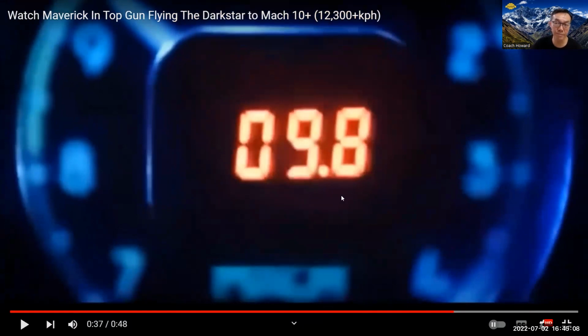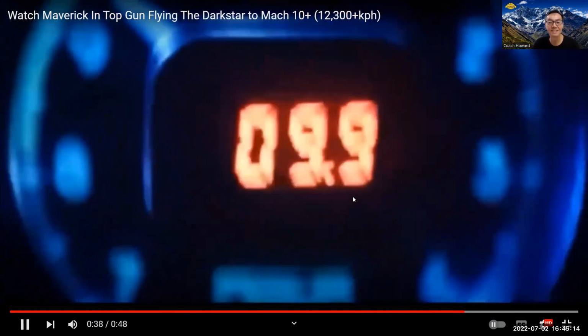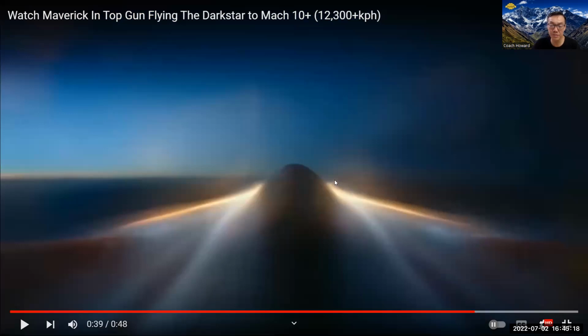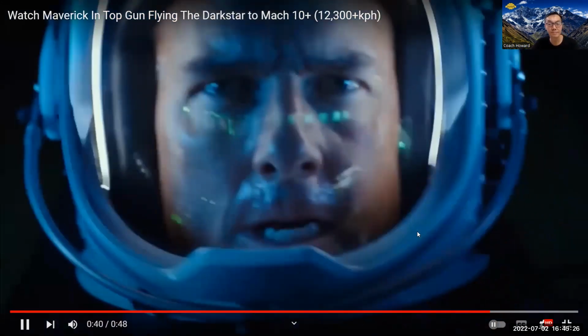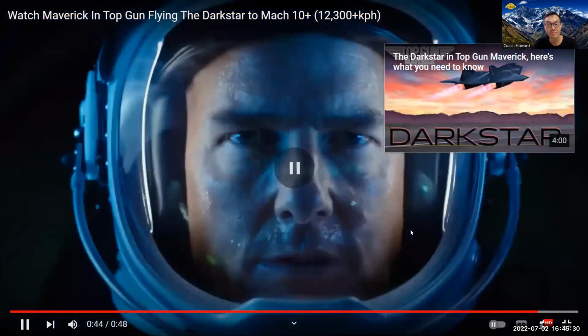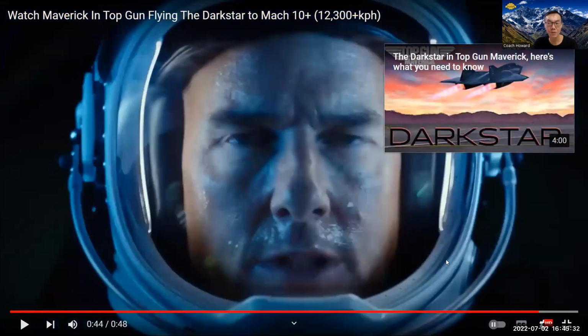9.8. So that means it's 9.8 times the speed of sound, which is about 10,000 kilometers per hour. Look at this part. This part is producing tremendous heat. Frictional force is rubbing against the plane at high speed. He reached 10. So he actually completed the mission on testing the plane.